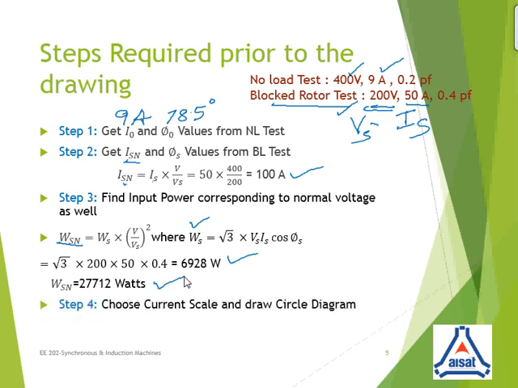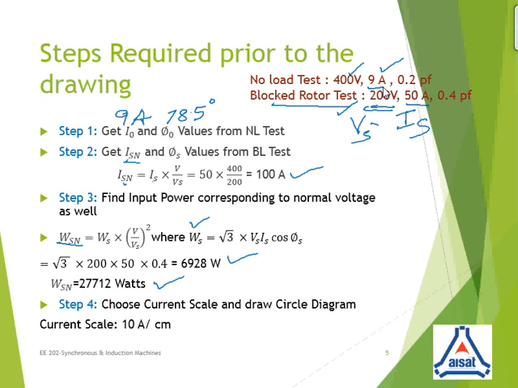Step 4 is to choose the current scale, and then we will get into the plotting of the circle diagram. Here, for simplicity, I have chosen my current scale as 10 ampere per centimeter. You can choose any value, say 5 ampere per centimeter, as you like. But I have chosen 10 ampere per centimeter because I need to have a check on my no-load test current. The no-load test current I0 is 9 ampere, so I have chosen a scale such that it matches this I0 value.